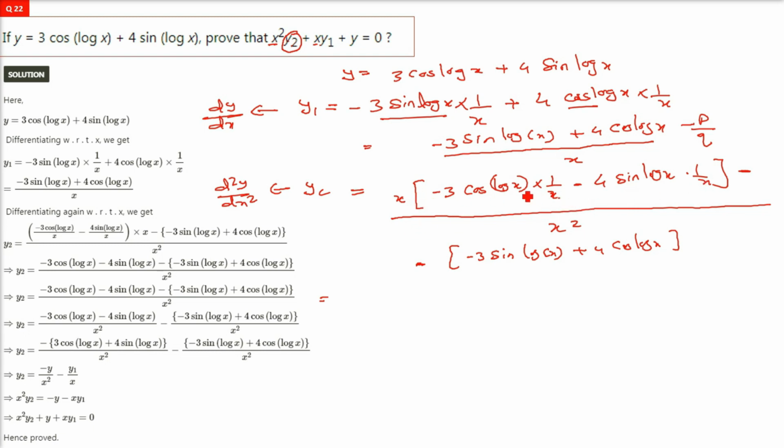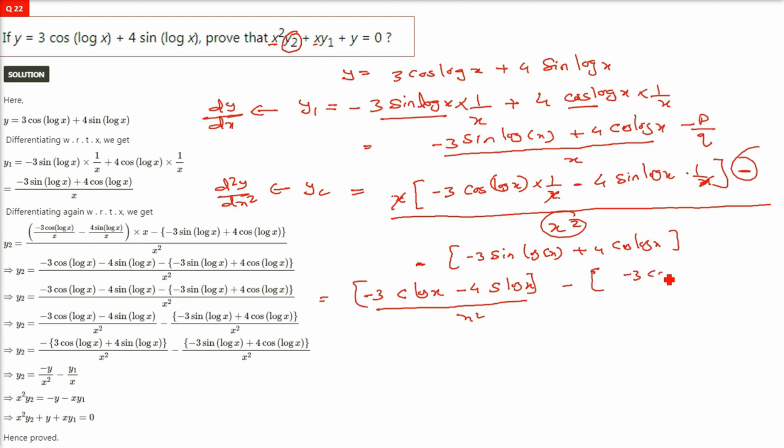minus 3 cos log x minus 4 cos log x, and if you take negative also out of it, then what do you get? 3 cos log x, and I am writing in short so that we utilize the space, then minus 4 sin log x. So this x square is in the denominator for all of it. Then this is negative. What content we have here? We have minus 3 sin log x plus 4 cos log x. They are the same term. The numerator is the same, so we have just divided them to make it easier.